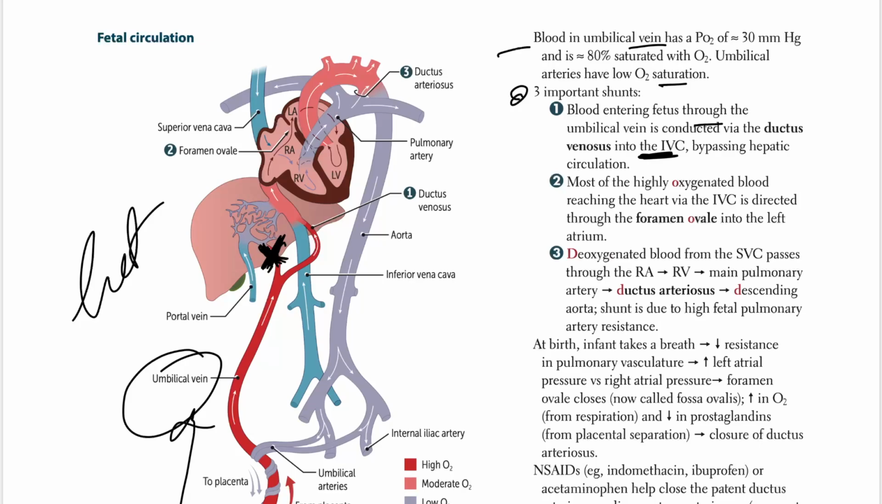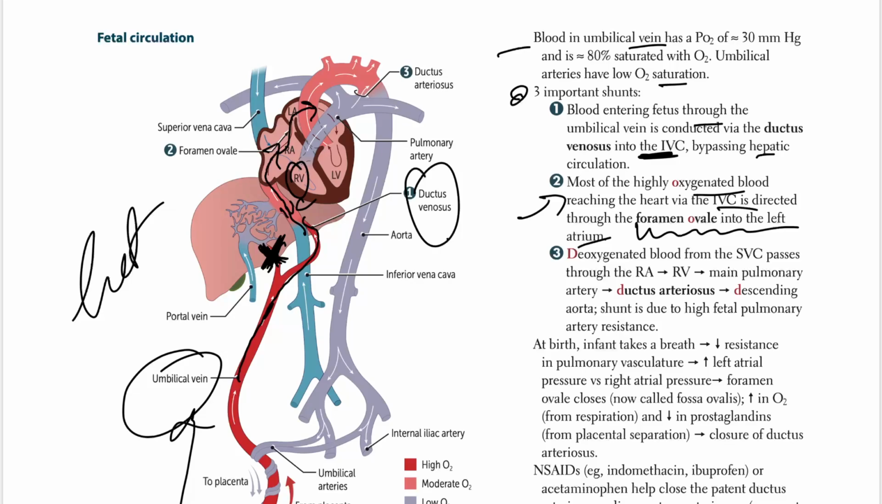So we want to block this thing. How do we block it in the fetus? There's another pathway, another highway, you can call it. It's called ductus venosus, which takes the blood and goes straight into the IVC, inferior vena cava, bypassing hepatic circulation. Most of the highly oxygenated blood reaching the heart via the IVC goes directly through the foramen ovale into the left atrium. So it comes here, goes into the right atrium. Instead of most of it going into the right ventricle as in normal people, it goes through this foramen ovale towards the left atrium.